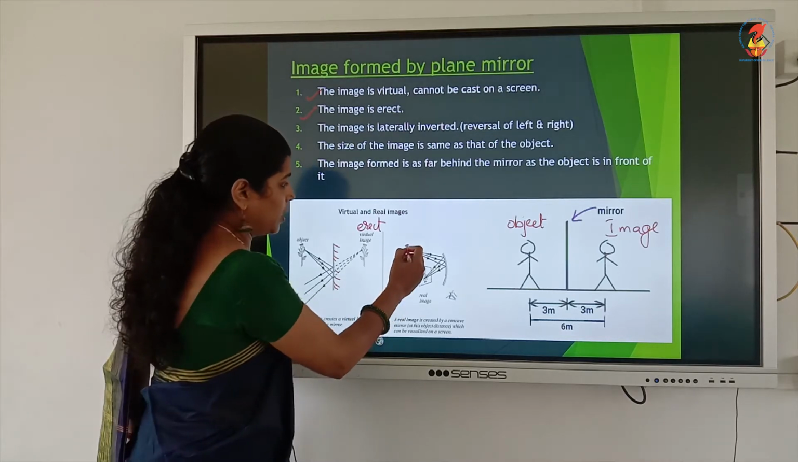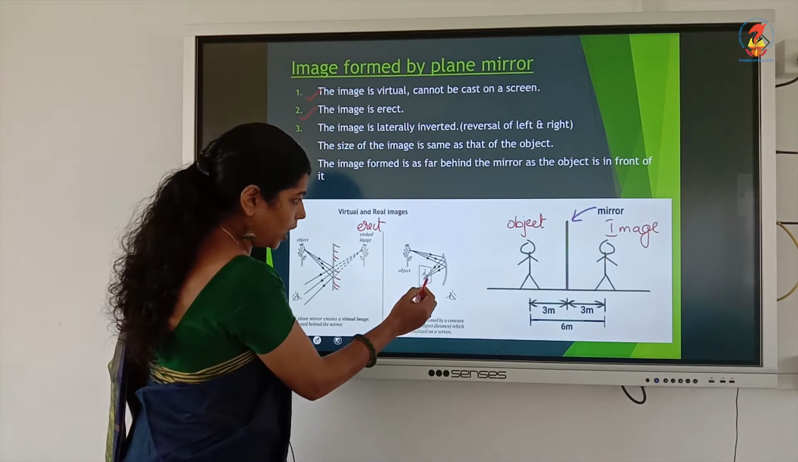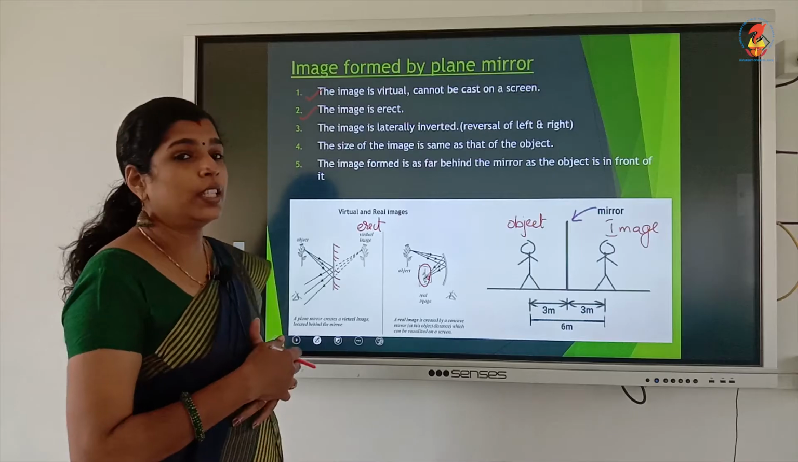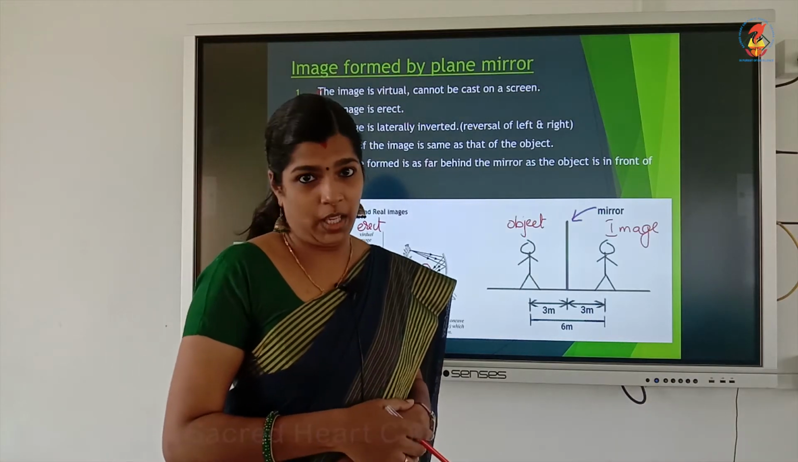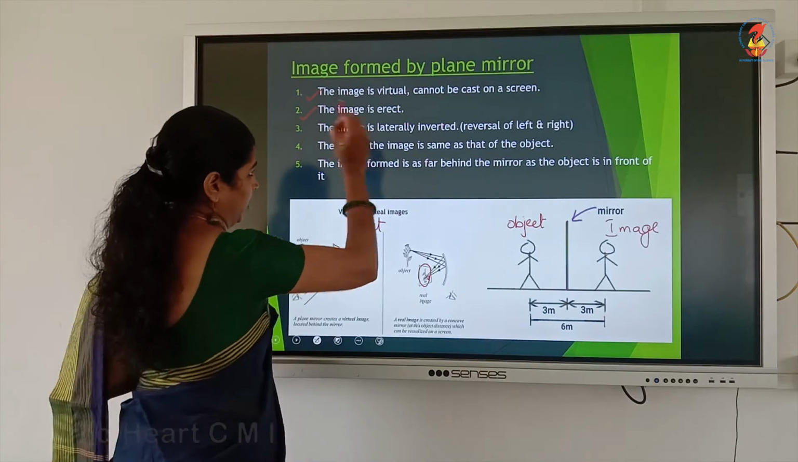Now, this one is the object, this one is the image. You can see the image is an inverted one. So that is a real image. So the image formed by a plane mirror is erect.